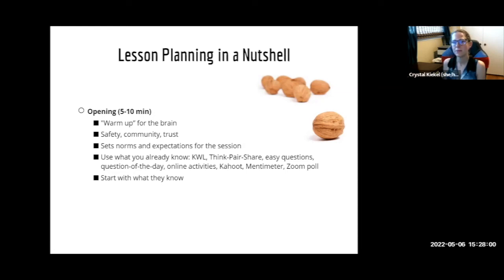So the warm-up is important to prime the brain for new learning. It's also super important to express safety, trust, and community, which is also absolutely vital for learning. You might maybe set some norms or expectations, or let the student know how the session or the workshop is going to work, like we did here. And you may start off with a quick activity, again, like we did here. You can use the KWL. Feel free to steal ours and modify it as you see fit.